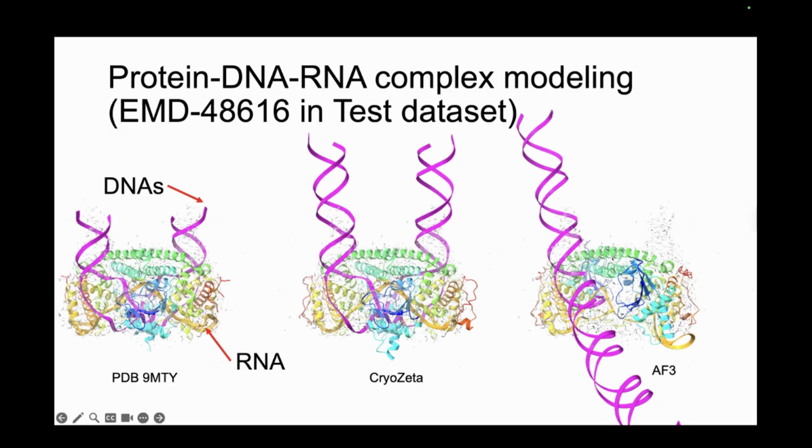Yesterday, I also used the AlphaFold3 server. AlphaFold3 shows a very nice protein fold, but interestingly, it couldn't generate the accurate DNA structure. The DNA is a double-strand helical structure, but it couldn't predict the accurate DNA-RNA complex interaction. So our advantage is that we can predict the accurate DNA-RNA-protein complex structure using the density information.